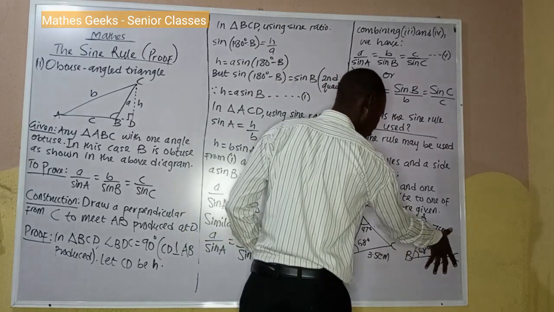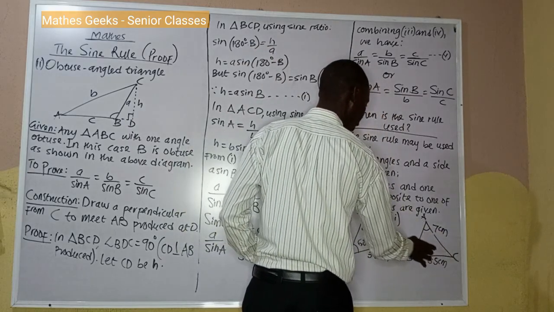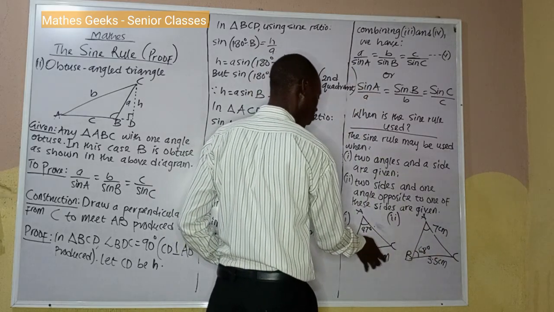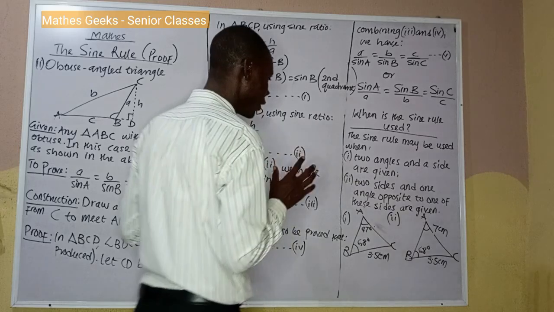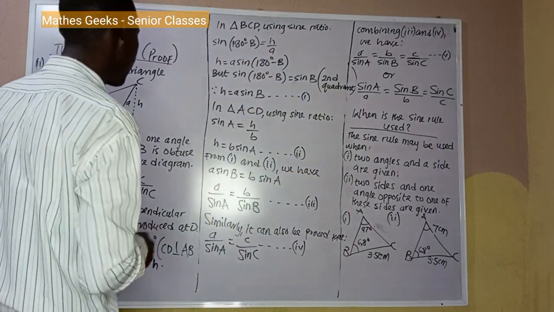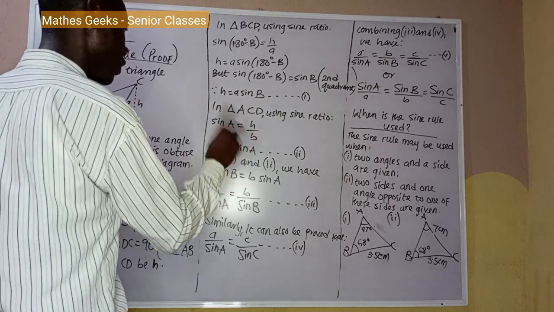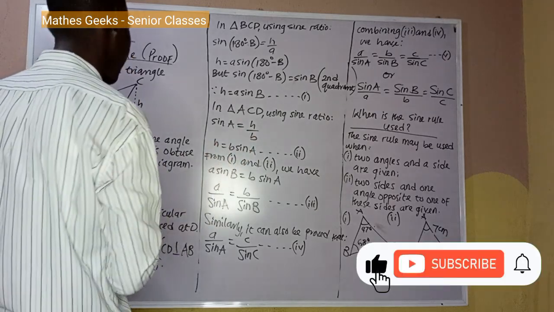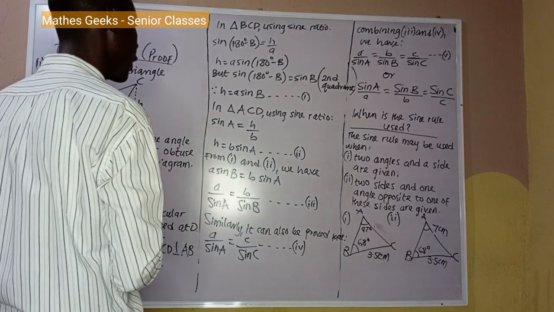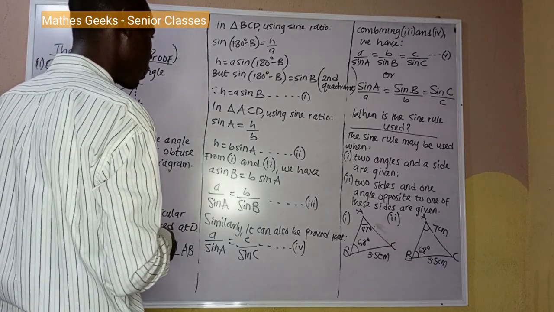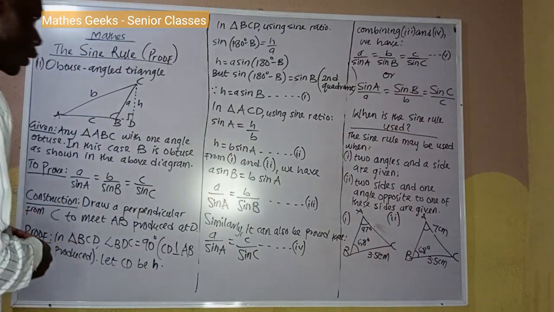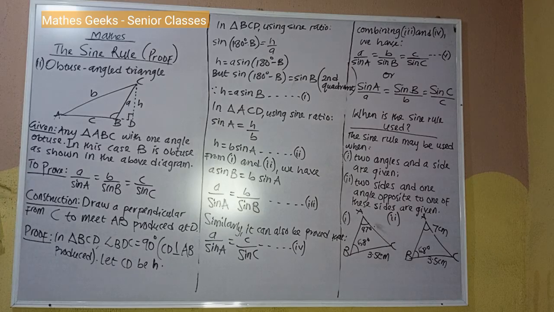So either two sides and one angle that's opposite one of the sides, or two angles and a side opposite to one of the angles. These are the conditions that must be fulfilled if you should use the sine rule. If these two conditions are not fulfilled, then they fall into the category of using the cosine rule, which would be the topic that's going to be treated under this topic. So let's move on to calculations.